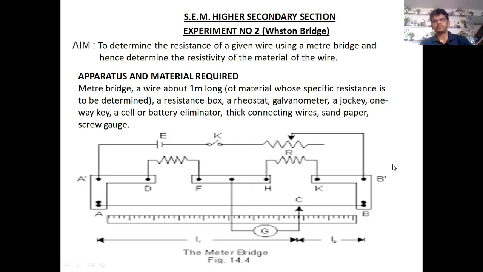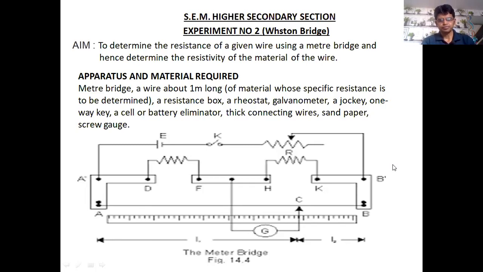Now, regarding this practical, we need some required material: a meter bridge, a wire about 1 meter long, a resistance box, a rheostat, a galvanometer, a jockey, a one-way key, batteries, some connecting wires, sandpaper, etc. Now the circuit connection. In the practical, it is compulsory to first do the circuit connection. It's a very simple part.